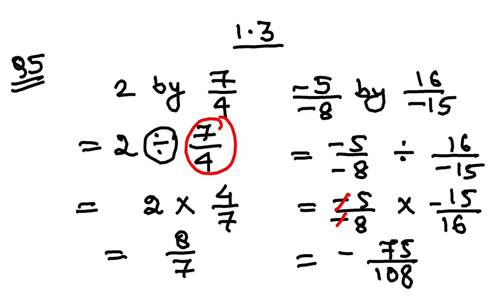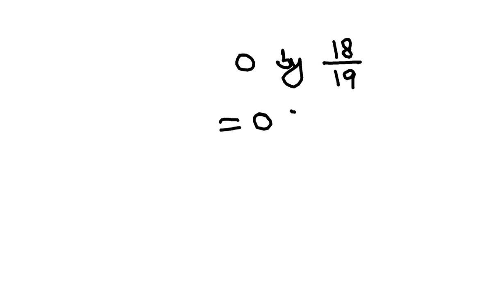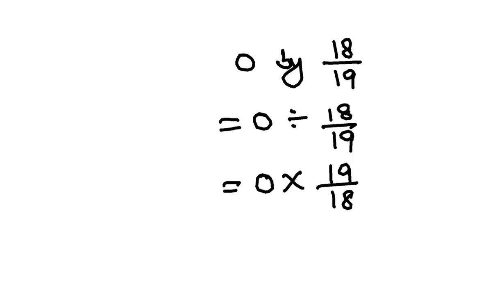Okay, now there is one very interesting question here. I shall discuss that one also. The question is, divide 0 by 18 by 19. So this can be written as 0 divided by 18 by 19, or I can write as 0 into 19 by 18, and we know 0 into anything is 0. Okay, please try the other questions. Now I'll go to question number 6.